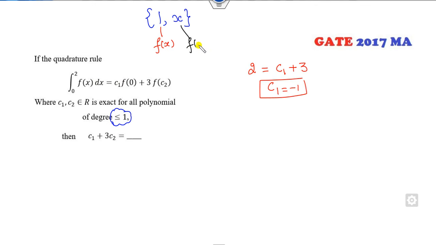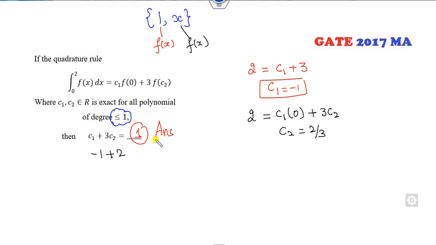Substitute f of x is my x. On the left hand side it is x square by 2. So it's a 4 by 2 is here. c1 0 plus 3 times c2. c2 is my 2 over 3. So substitute this value here. Minus 1 plus 2. So what is the right answer? Right answer is 1 is the right answer.